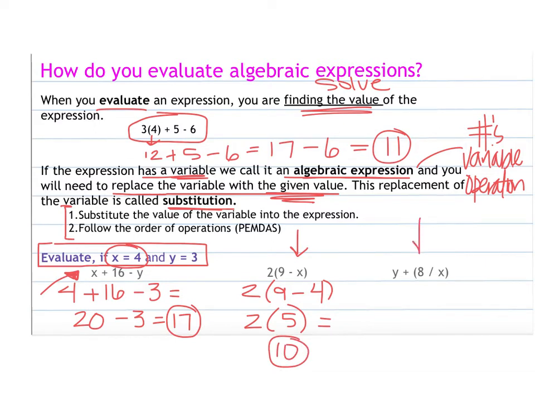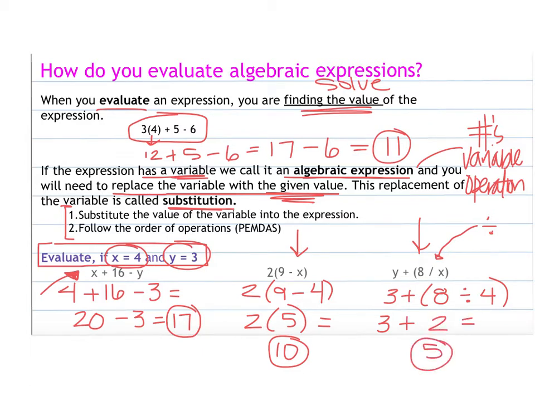And then we have y plus 8 divided by, remember this slash right here means division. So I'm going to rewrite it. Y is 3, so 3 plus, I'm going to keep those parentheses, 8 divided by, I'm just going to rewrite it with my division symbol just to keep it easy for me, divided by 4. Now I do my parentheses first, so I'm going to keep my 3 and my addition sign. 8 divided by 4 is 2. 3 plus 2 is 5.